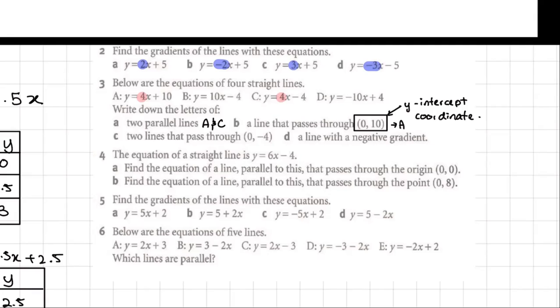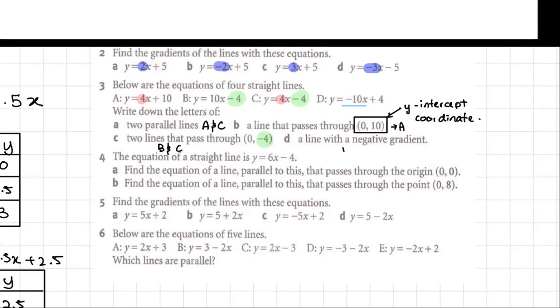2 lines that pass through 0, -4. So I'm looking for a y-intercept that is -4. 1, 2. So B and C. Although they don't have the same gradient, they have the same y-intercept. A line with a negative gradient: all you need to do is look for a gradient that is negative. You can see here, this is the one that is negative. So the answer is B. And that's about it.